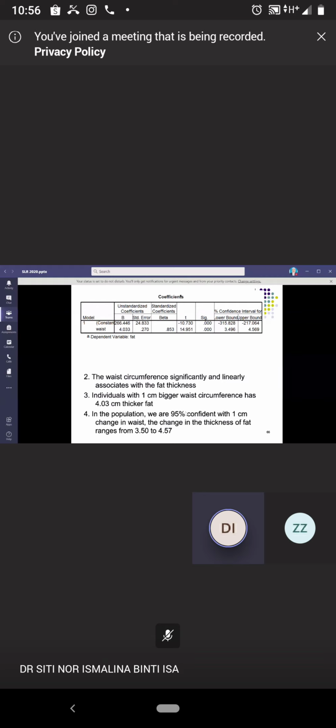And then here is the interpretation of the confidence interval. We are 95% confident that with a 1 centimeter change in waist, the change in thickness of fat ranges from 3.5 to 4.57. So this is the confidence interval.